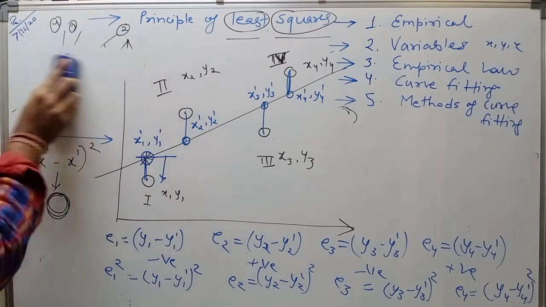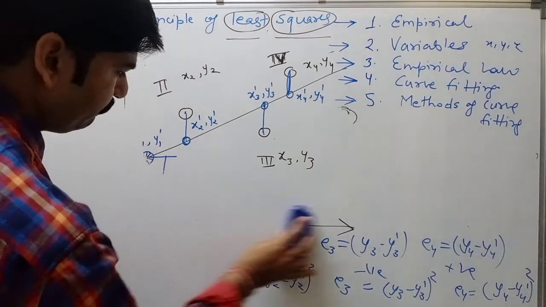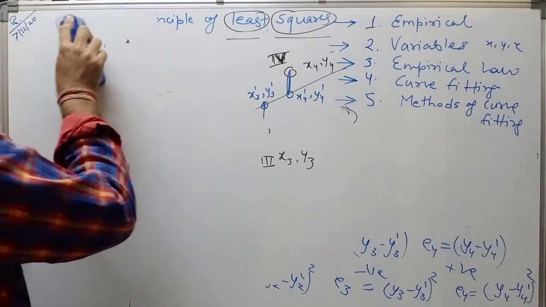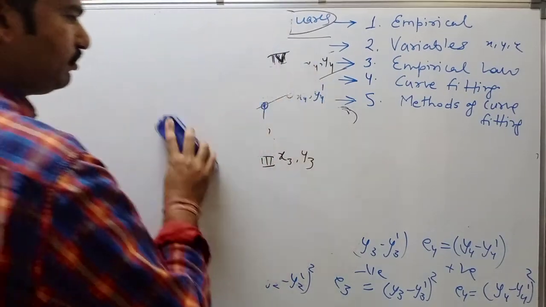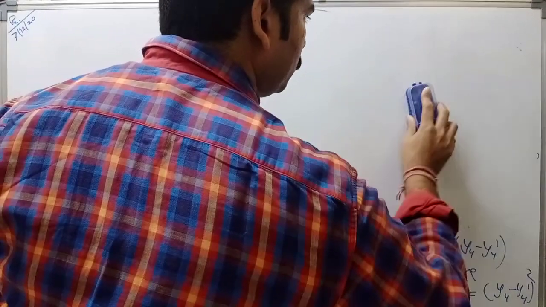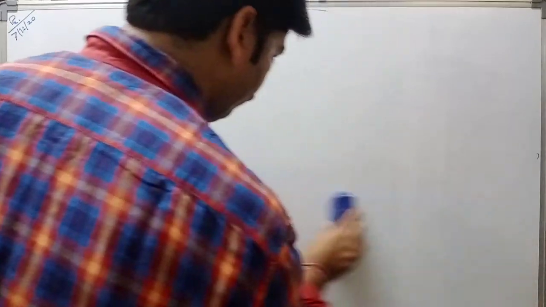There are different fittings: fitting a straight line, fitting an exponential curve, fitting a parabolic curve. Different equations and their principles have been given in the notes which are already provided to you. So you have to refer to those notes because in a short time it is not possible to do all the derivations, but it is very easy to convey.